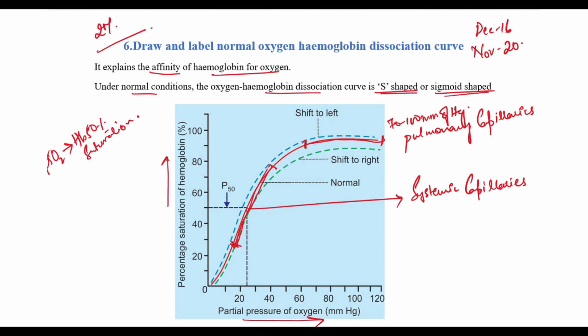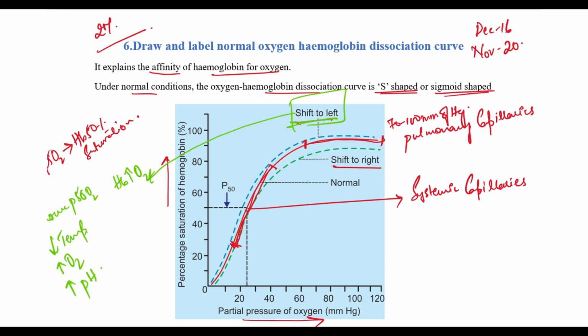Now, whenever there is any change in the partial pressure of oxygen at about 50%, there is a shift to the left or to the right. The shift to the left is usually seen when there is lower P50, the partial pressure of oxygen is low. So there is increased affinity of hemoglobin to oxygen. This is seen when there is decrease in temperature, increase in the oxygen, and also increase in the pH.